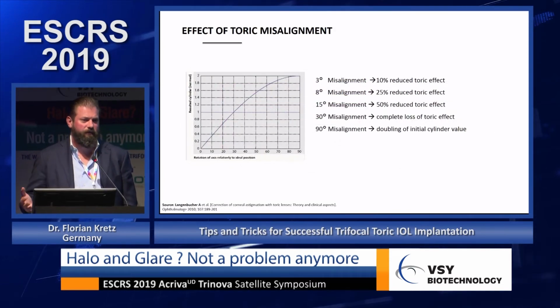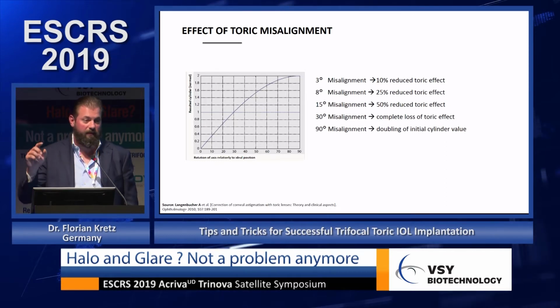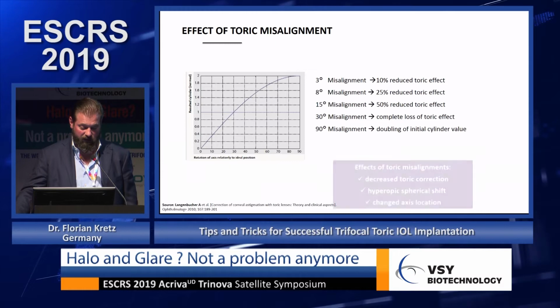The other thing is, if you correct this astigmatism, a lens needs to sit stable, because even a little bit of misalignment, like 3 degrees, reduces efficiency by 10%. And if you look at the manual calipers, for example, the degrees are marked in 5-degree steps. So if you correct it, you need to correct it very precisely.